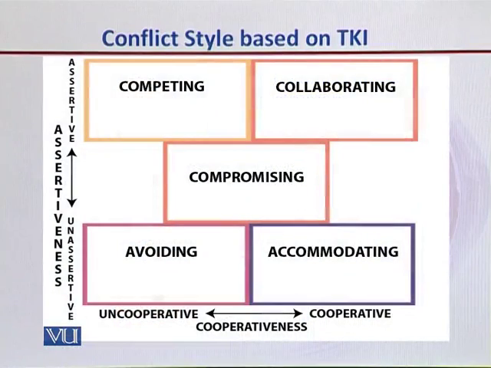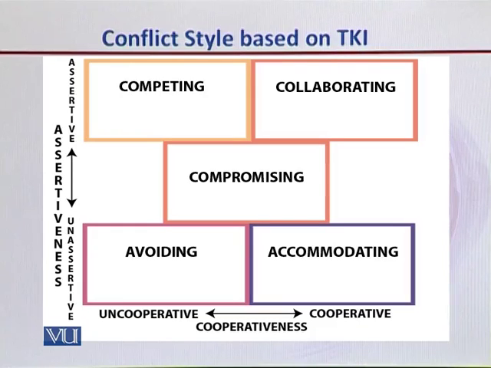So the conflict styles: assertiveness and cooperation. On the bottom is cooperativeness. And on the left extreme is uncooperative, on the right is cooperative. On the vertical or Y, you have assertiveness, and at the bottom it's unassertive, and on the top is assertive. So let's just take a quick look at these 5 types.